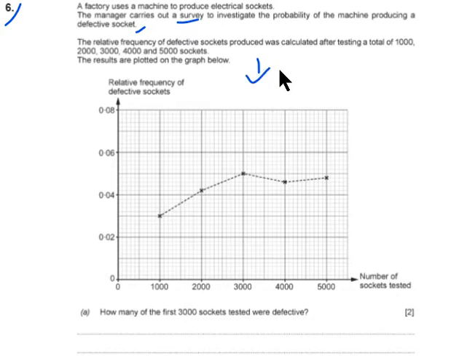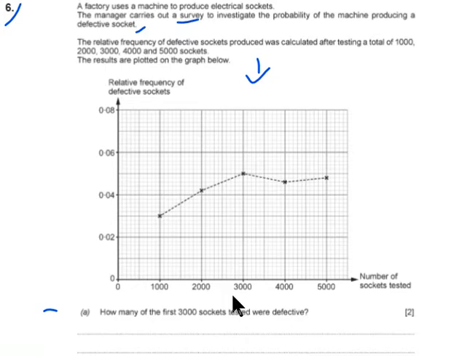As we know, the relative frequency of something is how often it happens divided by all the outcomes, and it's a form of experimental probability. Part A asks us how many of the first 3,000 sockets tested were defective.